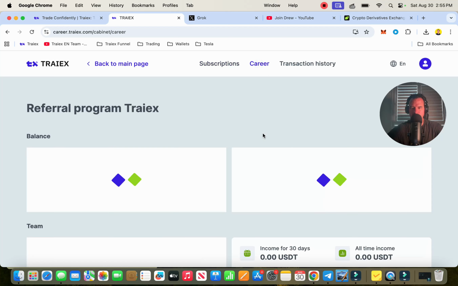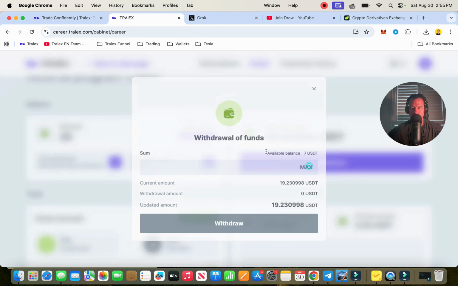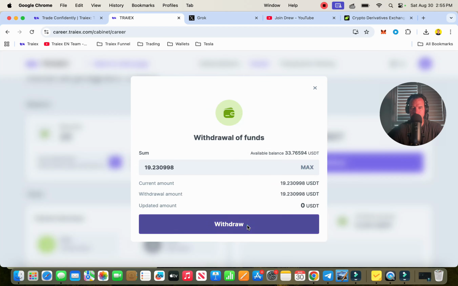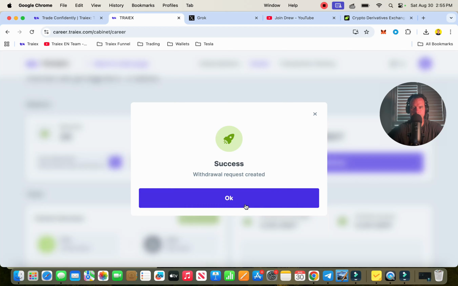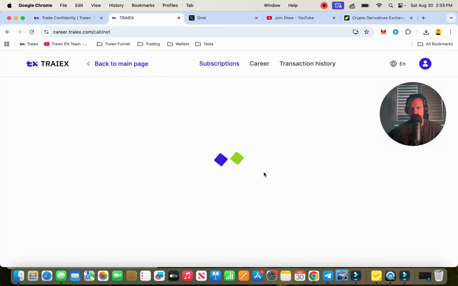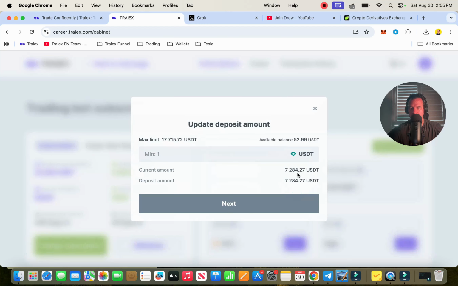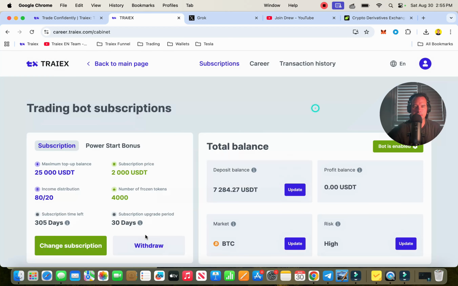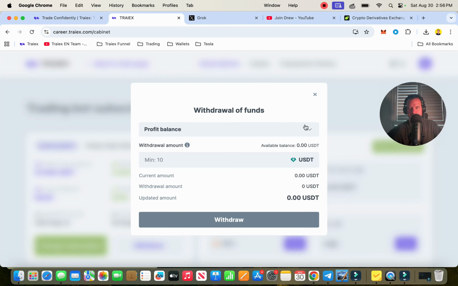Okay, so over to the withdrawal page, and we'll withdraw this balance here. Click on max. There you go. There's that. So we'll look at today how much the bot made me was 53 bucks, I should say. So almost 53. We'll do the big withdrawal here. So we'll just leave like 1,000 in there.